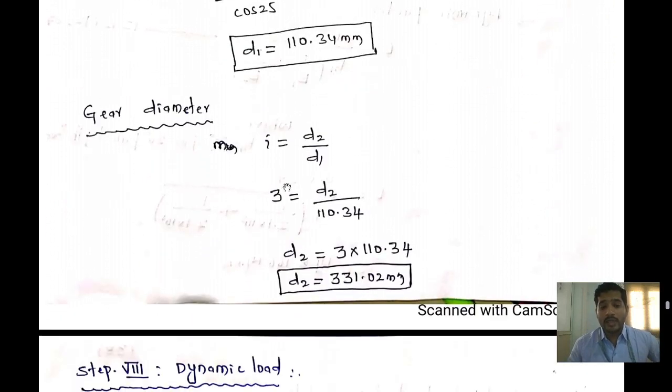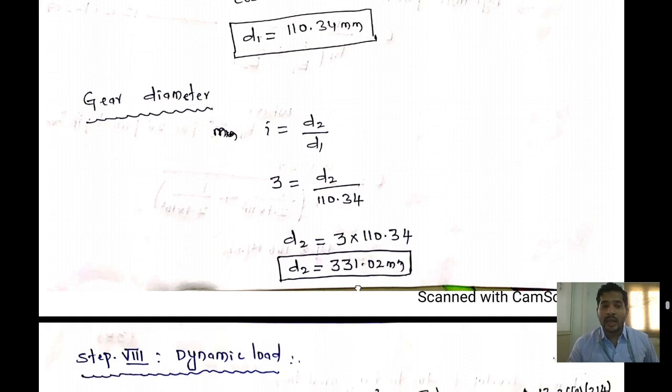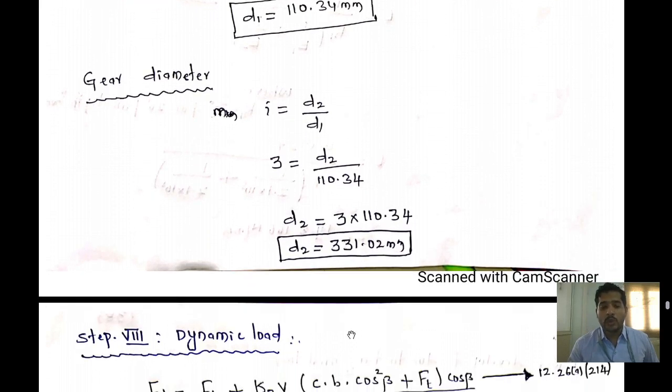So after that we need to find out the value of d2. We need to find out, I is equal to d2 by d1. So the I ratio is given here as 3:1, or we can say 3. We can consider over here 3 equal to d2, nothing but the diameter of the gear, keep as it is because it's an unknown value. We need to find out the diameter of the gear, and d1 is nothing but 110.34. Just you need to multiply over here, d2 equal to 3 into 110.34. Then you will get the gear diameter as 331.02 mm.